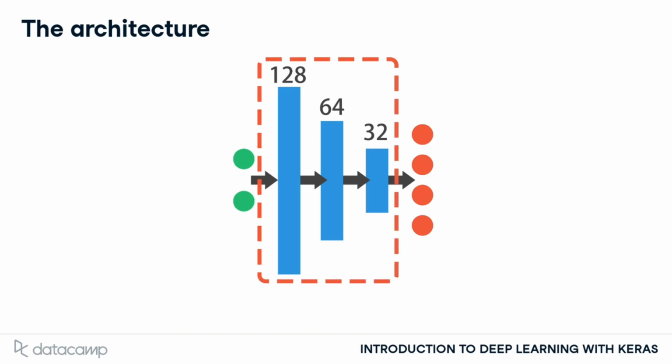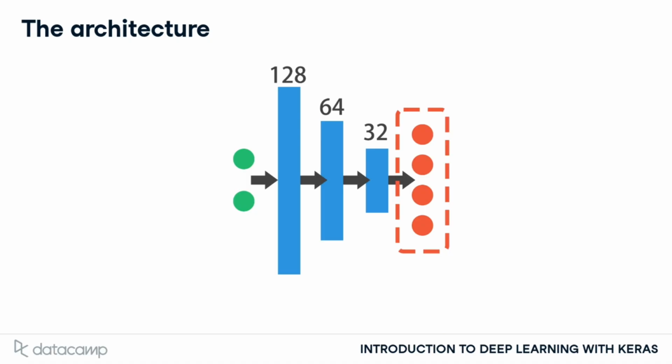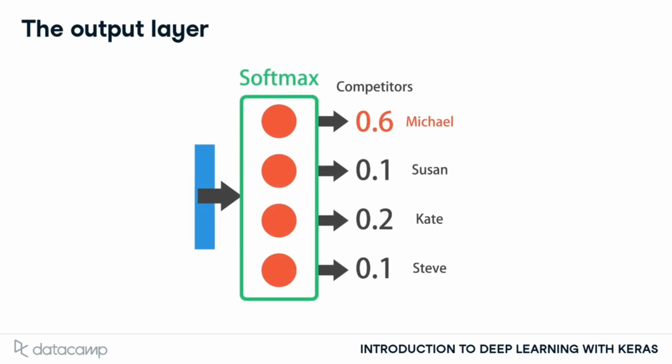In between, there will be a series of hidden layers. We are using 3 dense layers of 128, 64, and 32 neurons each. As outputs, we have 4 neurons, 1 per competitor. Let's look closer at the output layer now. We have 4 outputs, each linked to a possible competitor.